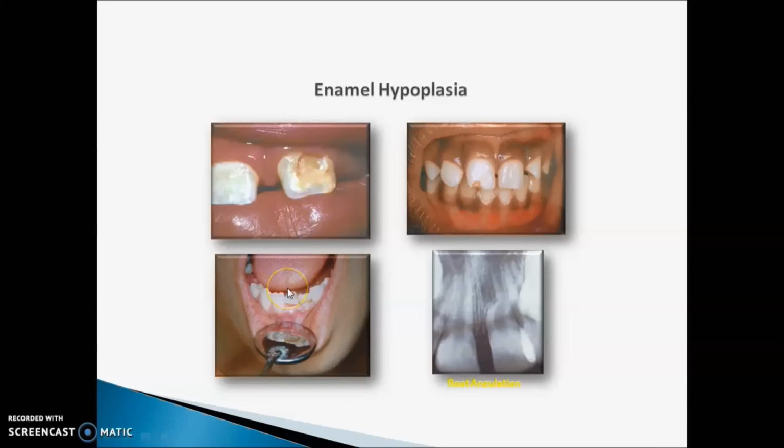Now we'll see a few pics. What this indicates is enamel hypoplasia, which is also known as Turner's tooth. And here you can see the root angulation because of trauma.